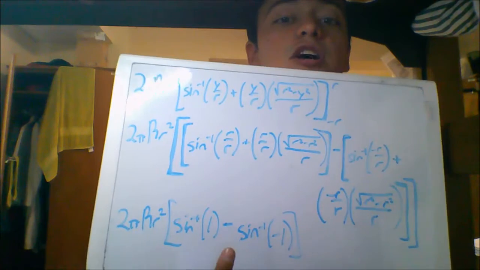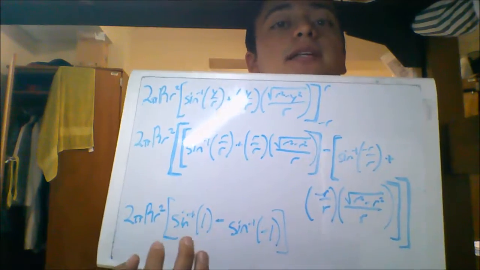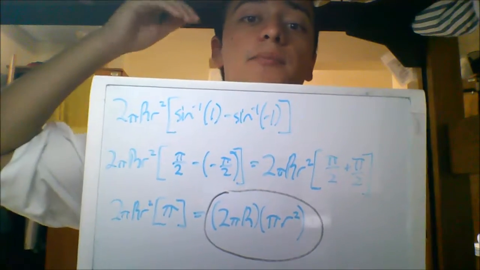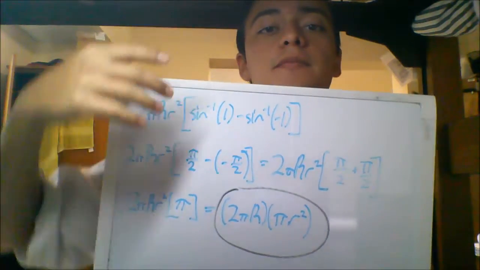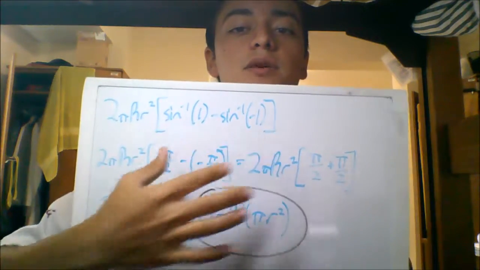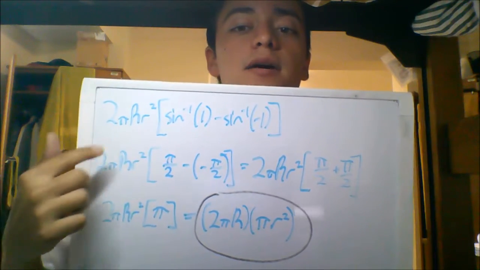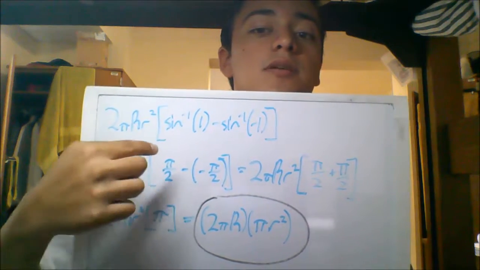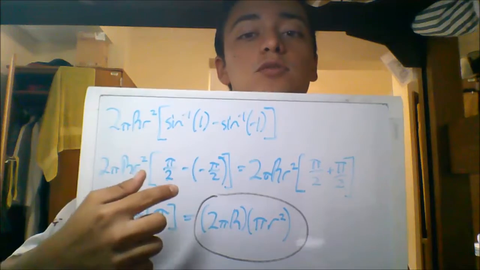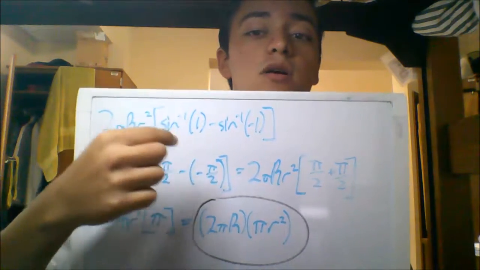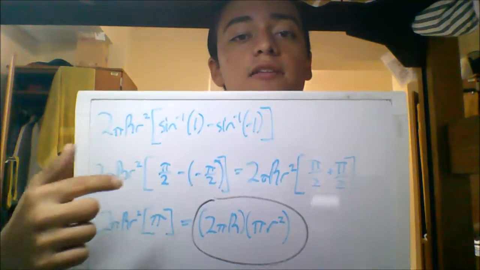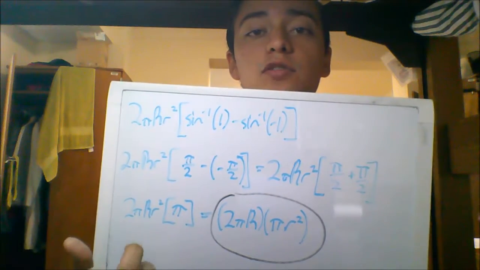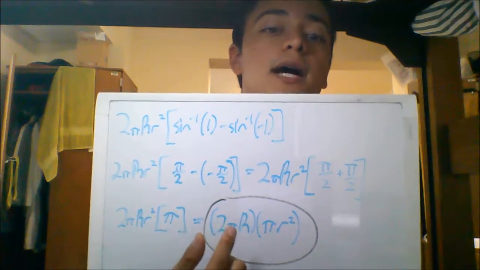Now we're going to finish off by solving this and reducing it down to get the final equation for the volume of a torus. Now that we've plugged in the r's, we end up with 2 pi outer radius r times inner radius r squared times pi over 2 minus a negative pi over 2, because the arcsine of 1 is pi over 2 and the arcsine of negative 1 is negative pi over 2. Solving this out, we end up getting the final equation for the volume of a torus, which is 2 pi r times pi r squared.